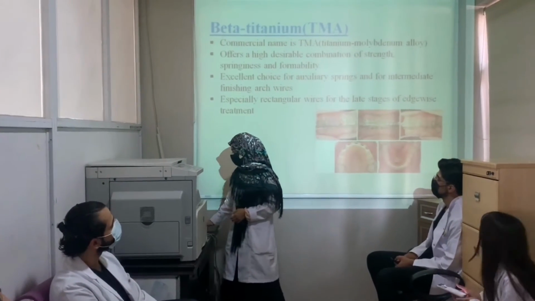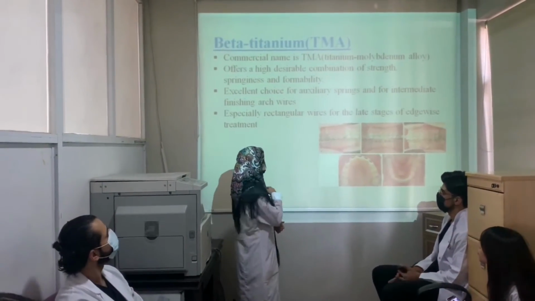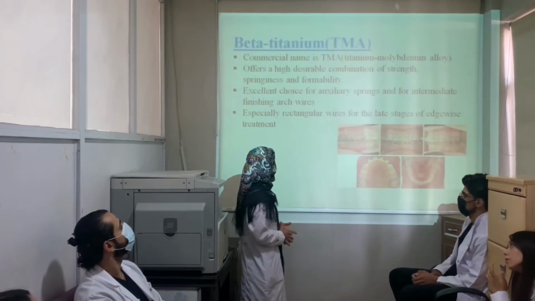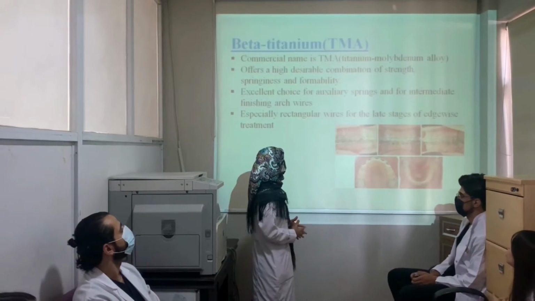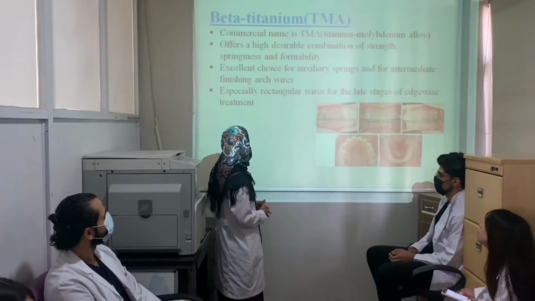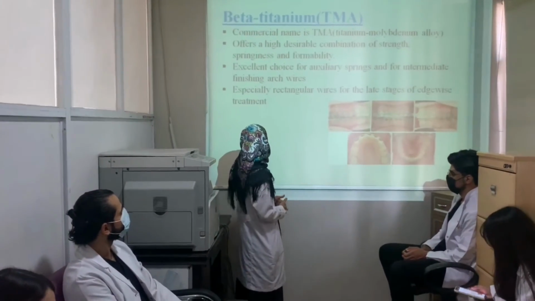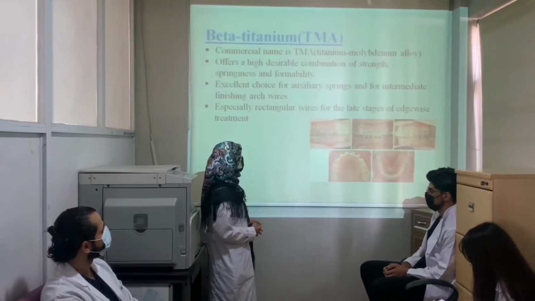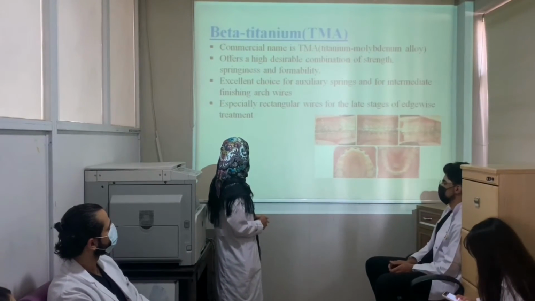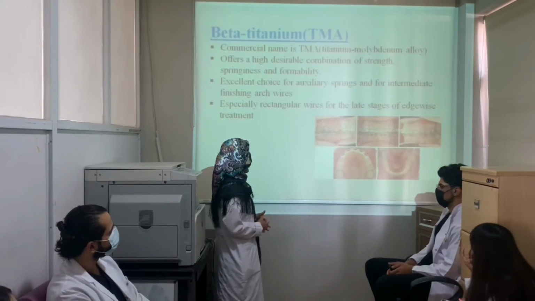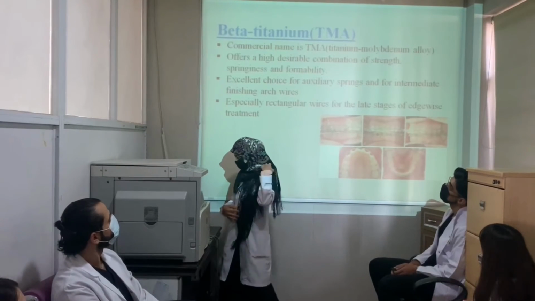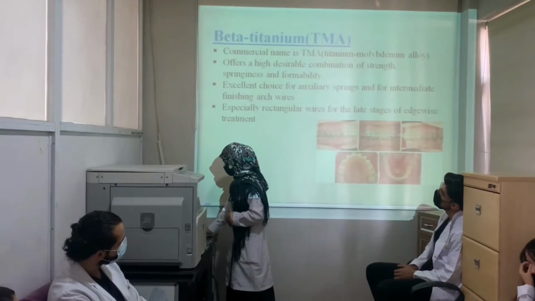And the third type, we have beta titanium, TMA. Its commercial name is titanium molybdenum alloy. It offers a highly desirable combination of strength, springiness, and formability. It's an excellent choice for auxiliary strength and intermediate finishing arch wires, especially rectangular wires for late stages of edgewise treatment. We said that rectangular wires are used in the final stages.